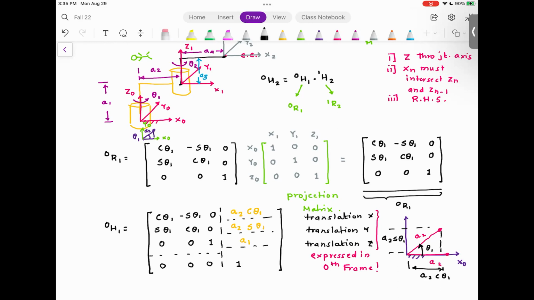Now, Z is not changing. The distance between these two frames is not changing. And this relationship is always going to be valid, whether theta is 0, theta is 150, 160, 360, 720, whatever it is. Everyone understood this?